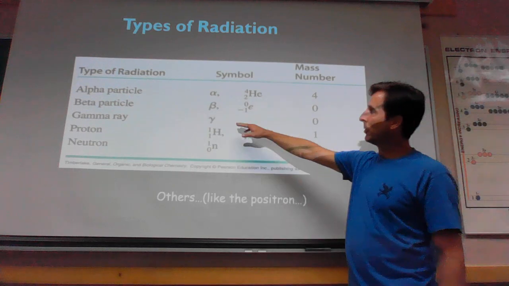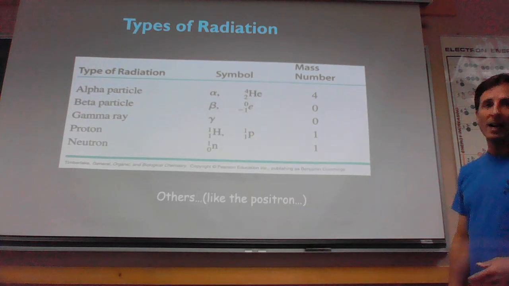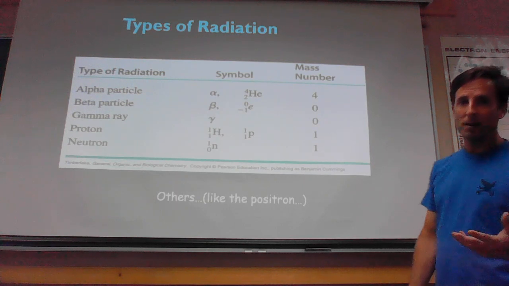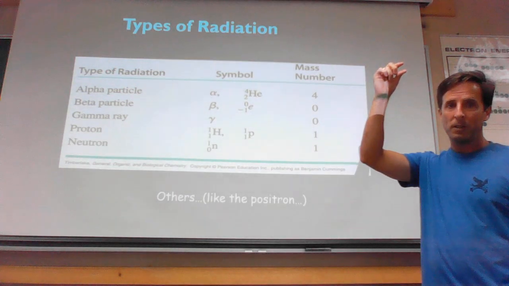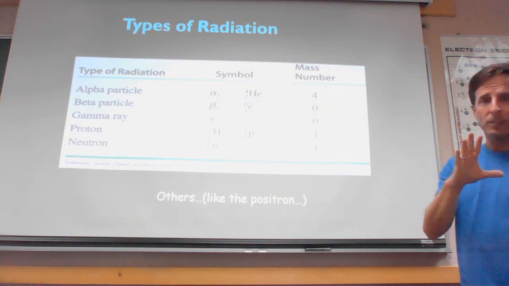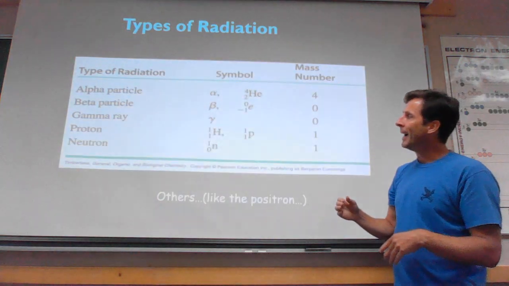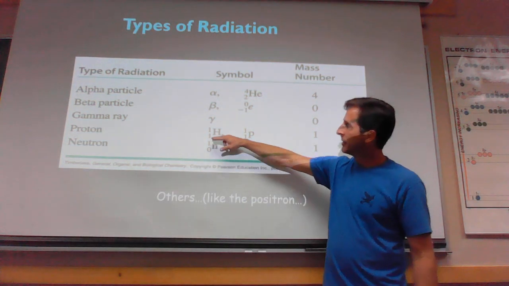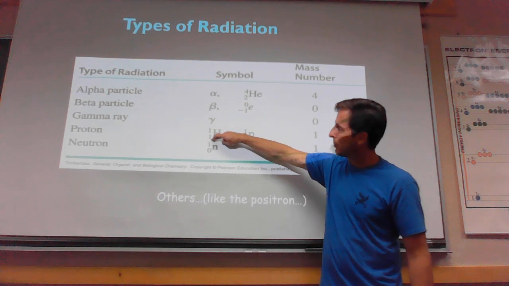A gamma particle is actually a photon of high energy light. So if we wrote the symbol for a gamma particle, the mass is 0, the charge is 0, and then we use the gamma symbol. So make sure you know how to do that also. And then there are other particles that come up. A proton is a mass of 1, a charge of 1.